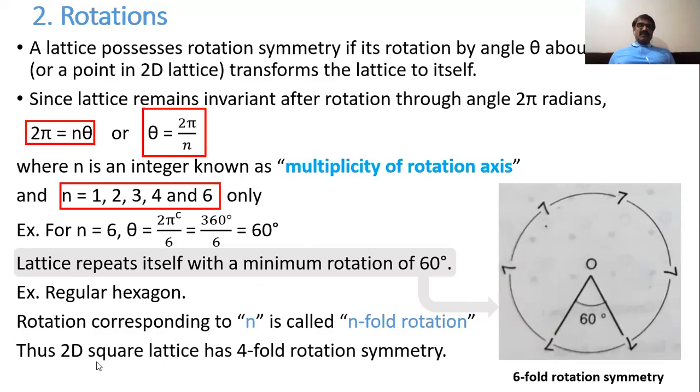Okay. Now, two-dimensional square lattice. If you are looking at the square lattice, a figure of a square has 4-fold rotation symmetry. Very simple. You draw the figure and you will find that it repeats after 360 upon 4, that means 90 degree. Each 90 degree. So it has 4-fold rotation symmetry.